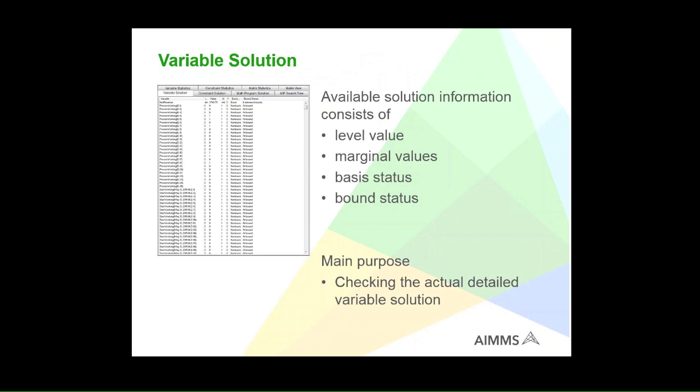Then there are also two tabs with the variables. There's a tab with the variable solution, and the variable solution will contain the level value, the lower bound, the actual value of that variable, the upper bound, the marginal, and what status it has, at bound or between bounds. So this is a way of checking the solution for all the variables or for just a subset of the variables, because, as I mentioned before, what you see in this screen is determined by what you selected on the left-hand side.